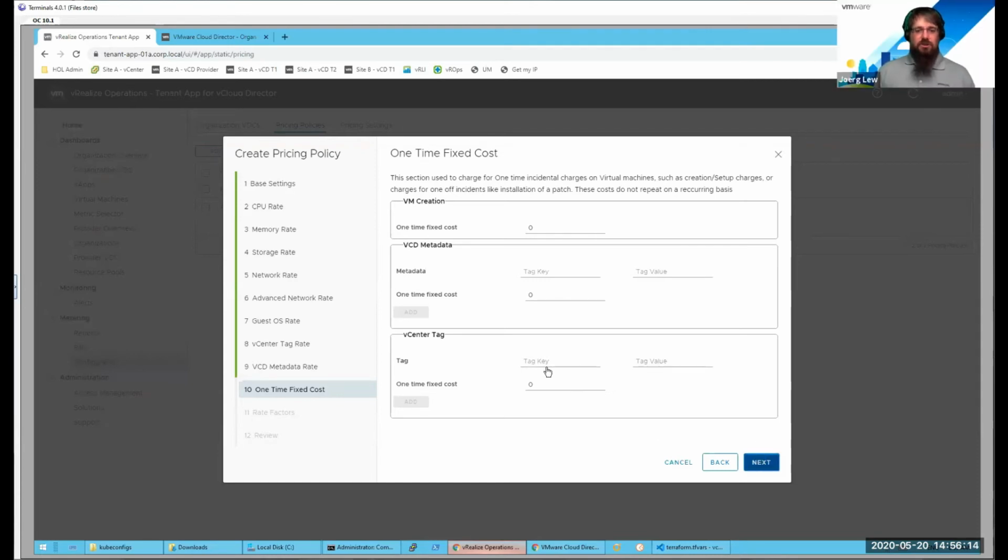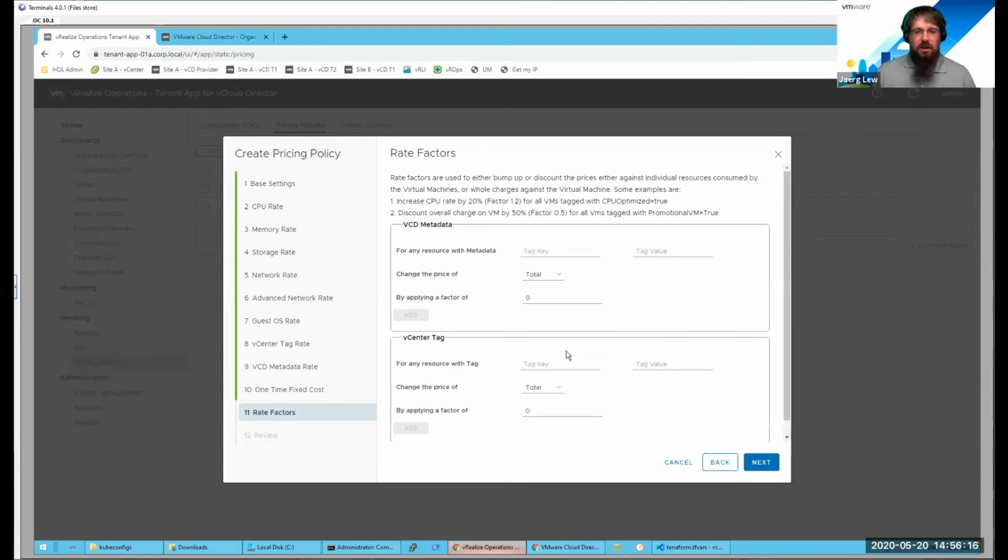And then, that's the rate factors. That's now another addition in Tenant App 2.4 that allows you to model even more flexibly, again based on VCD metadata or vCenter tags, some factors that should be applied to either the total price or to prices per resource. Dada, can you give some examples for these rate factors that you've seen?